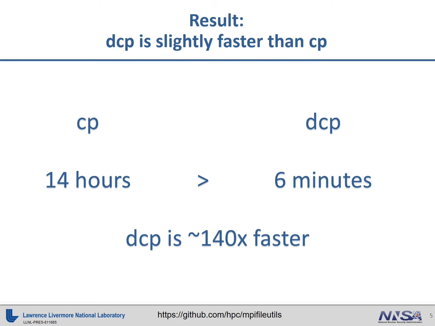14 hours means on Monday, you start the copy, and when you come into work on Tuesday, now you can get to work. It takes you a whole day before that copy's finished, a whole work day. dcp is just a few minutes. You can get to work on the same day. So it's a huge difference.